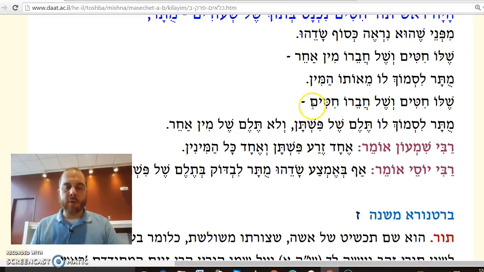Shaloch chitim v'shel chaviro chitim. I have wheat, and my friend has wheat. Mutar dismach lo telem shel pishtan. I can put in between, next to the border, next to the gate, next to the fence, one ridge of pishtan, of flax. V'lo telem shel min acher. Let's look at this case.